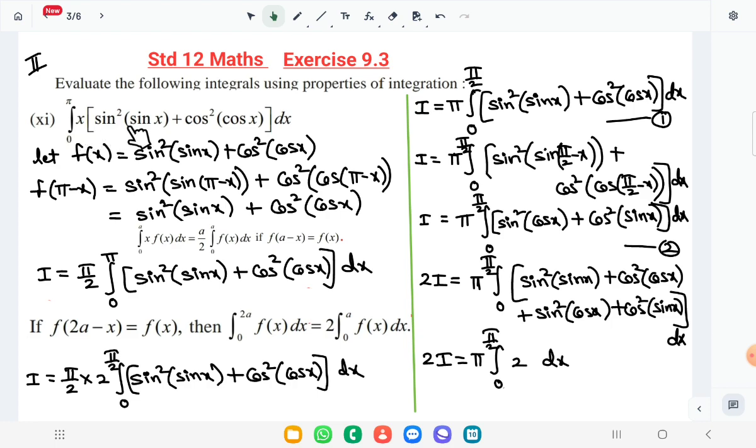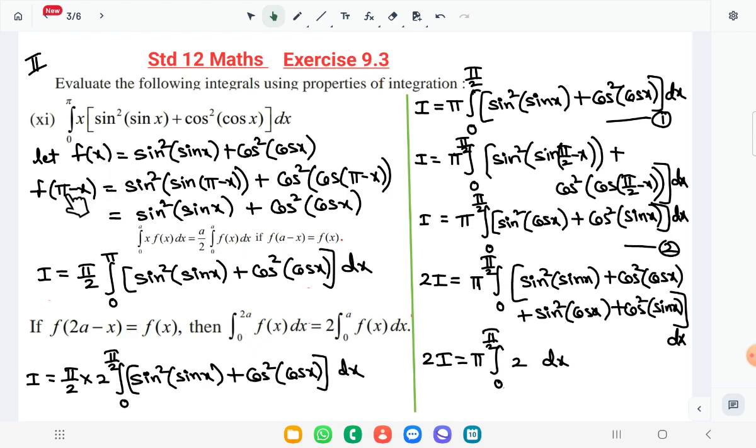Now let us consider the whole function, this function without x, as f of x. Now according to this property, f of a minus x is equal to f of x. Though we have x into f of x, whenever you have x into the remaining term, if this particular condition satisfies, then we can remove that x in the integral.